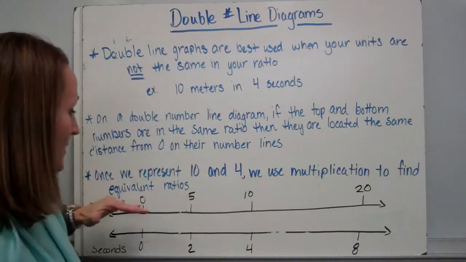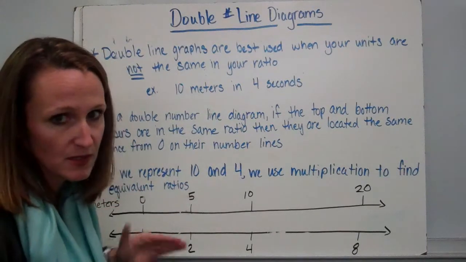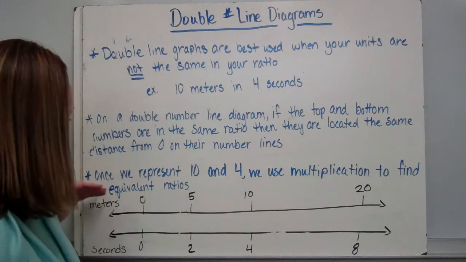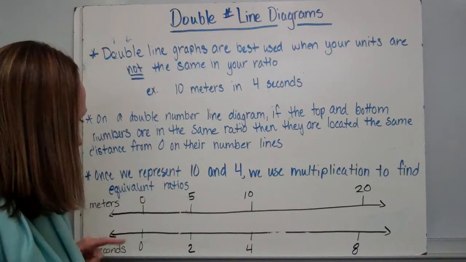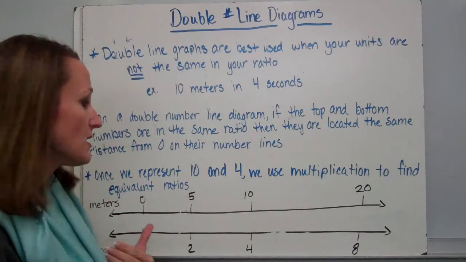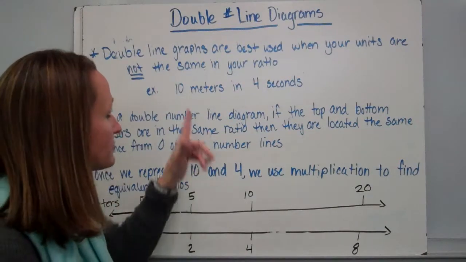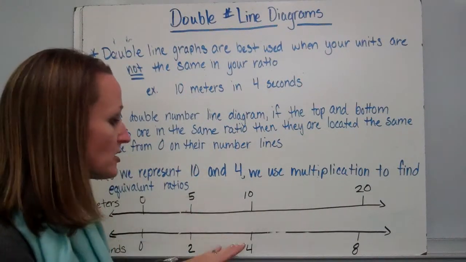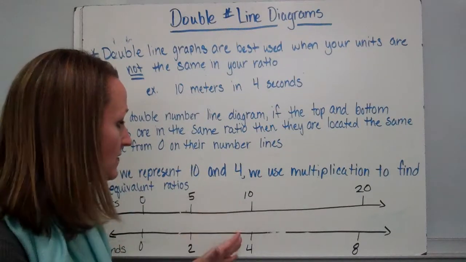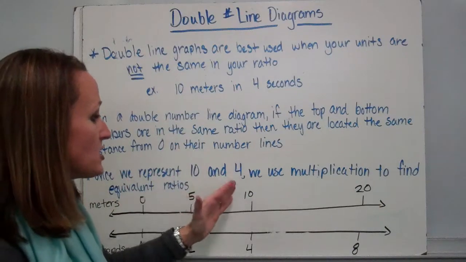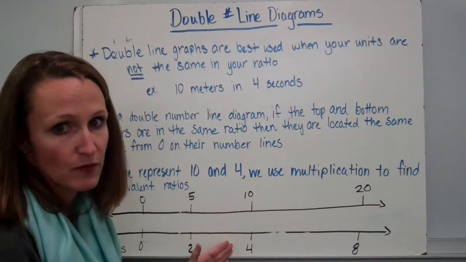So I'm going to draw my two number lines, which is something we've been dealing with since day one. I'm going to call my top one meters and my bottom one seconds. I'm going to start at 0. I'm not going less than 0, at least not in this circumstance. And I'm going to mark my 10 and my 4. So I've got my 10 meters and 4 seconds, and notice that 10 and 4 are equidistant from 0, because this is my ratio, 10 to 4.